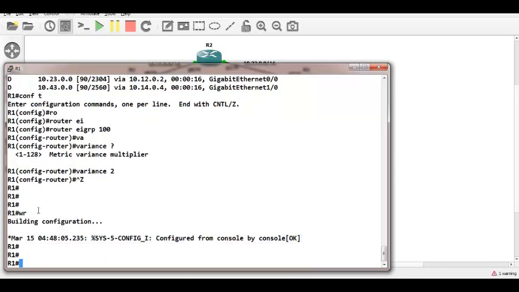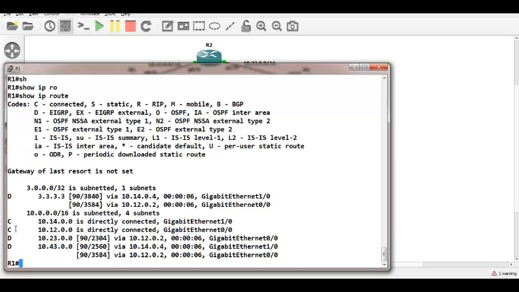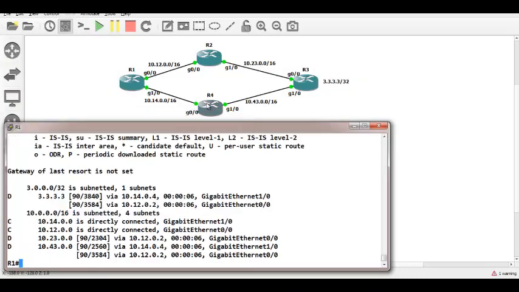Now I want to show you the routing table. Show IP route. Look at this. To reach 3333, you got unequal cost. You can now go via router 4 as well as 2. You see, router 4 is down path. Earlier it was not there. Now it is there. Earlier only this low metric was there.